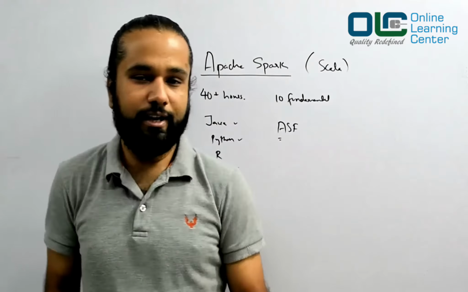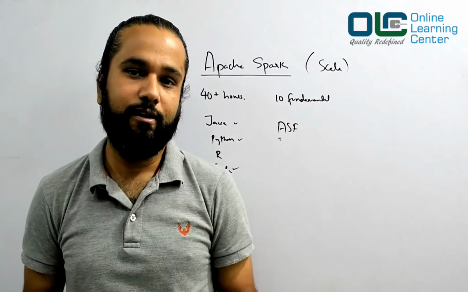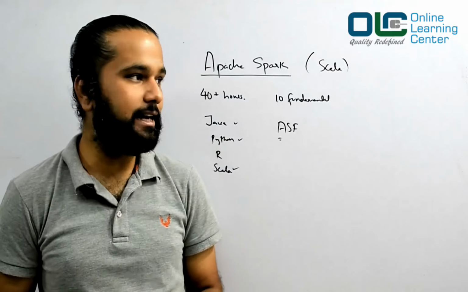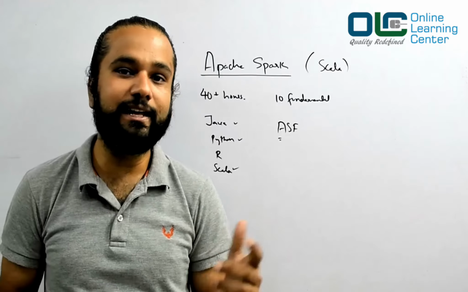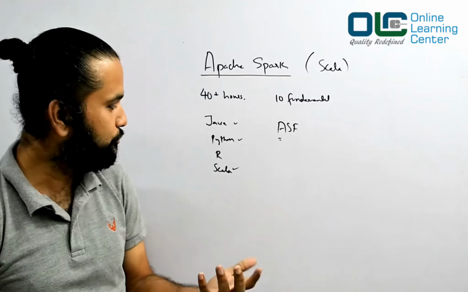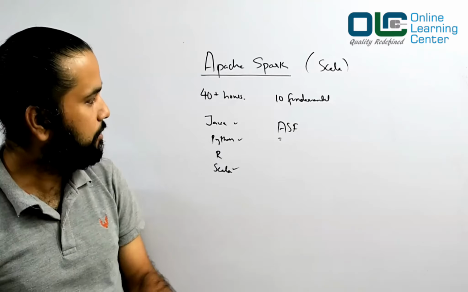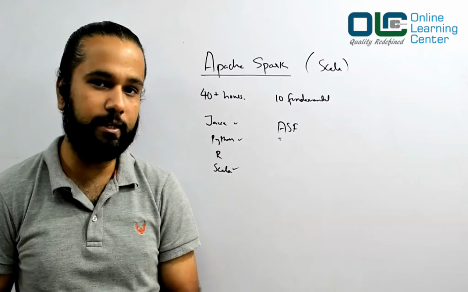All right, so we understood that Apache Spark is a product of the Apache Software Foundation, mostly written in Scala, and that's the reason the recommended language would be Scala. But as I said, it's a pure choice. There are companies using Java, there are companies using Python, and so on.